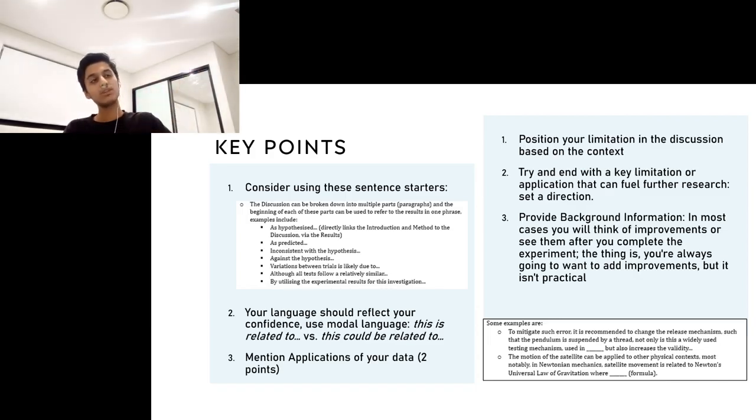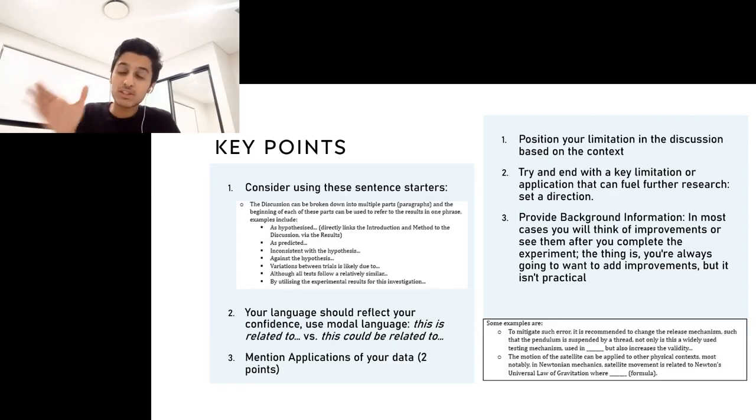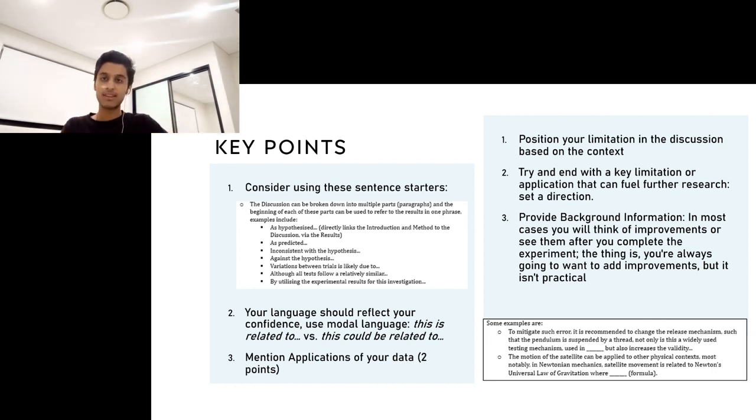Okay, position your limitation in the discussion based on context. Now, when it comes to writing the discussion, always talk about the limitations that you've had. Because let's be honest, when we start writing the scientific paper, we're going to write a method, we're going to do the experiment, and then we're going to be like, oh, I could have done this better.